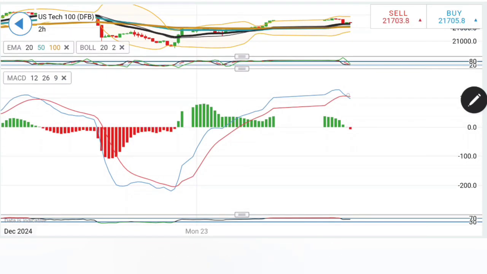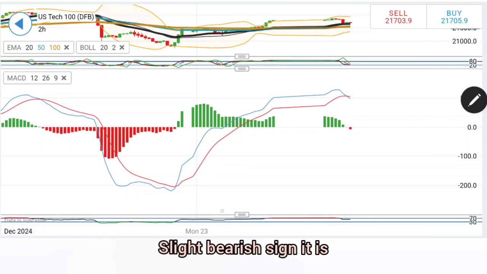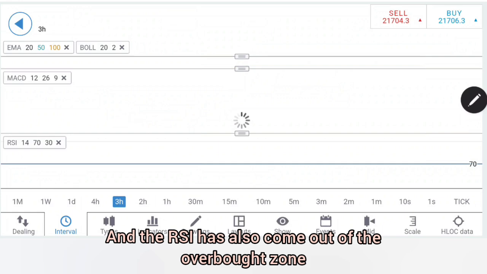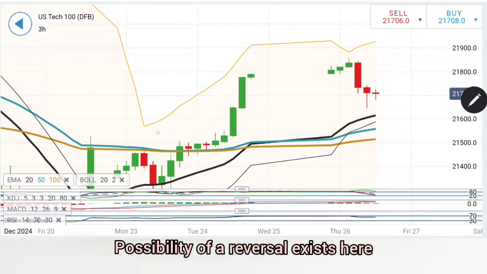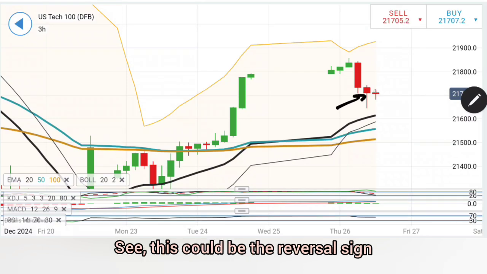Stochastic has dropped, MACD has crossed over, a slight bearish sign it is, and the RSI has also come out of the overbought zone. On the observation is the same here. Possibility of a reversal exists here. See, this could be the reversal sign.